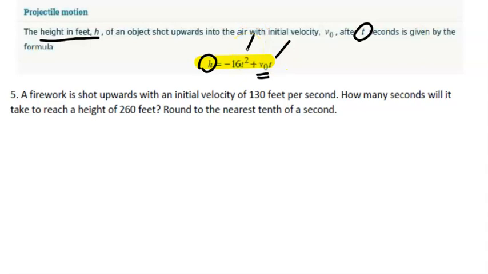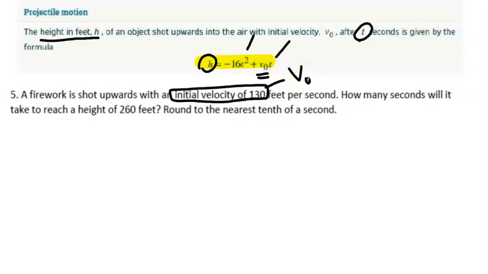And then we have this problem, number 5. A firework is shot upwards with an initial velocity of 130 feet per second. How many seconds will it take to reach a height of 260 feet, round to the nearest tenth? So we want to start with our given information and figure out where that gets plugged in. And then we'll figure out what it's asking us to find, and that will stay a variable. So we have that the initial velocity is 130. So this is going to go in for v sub 0.